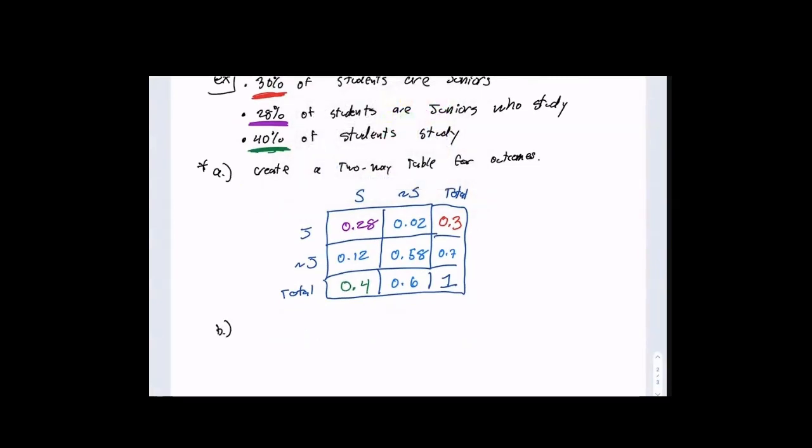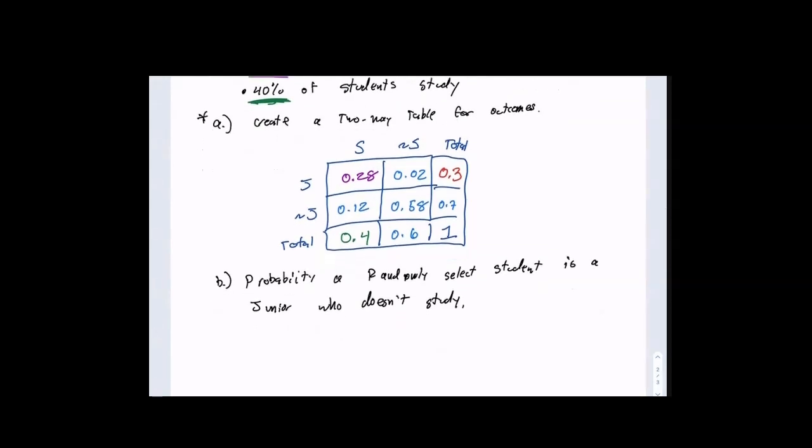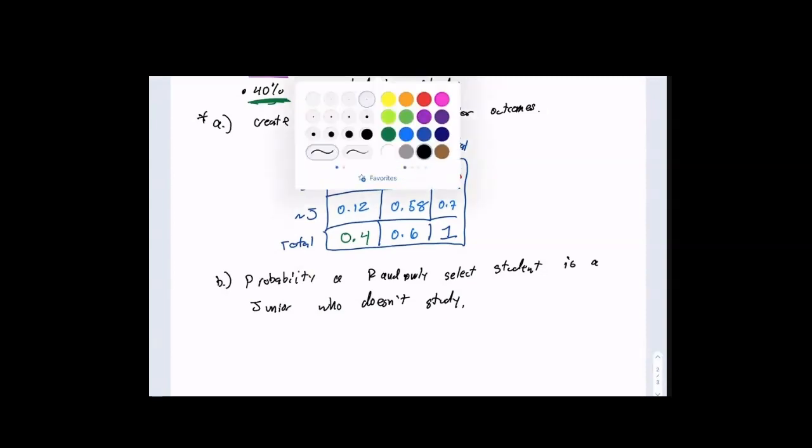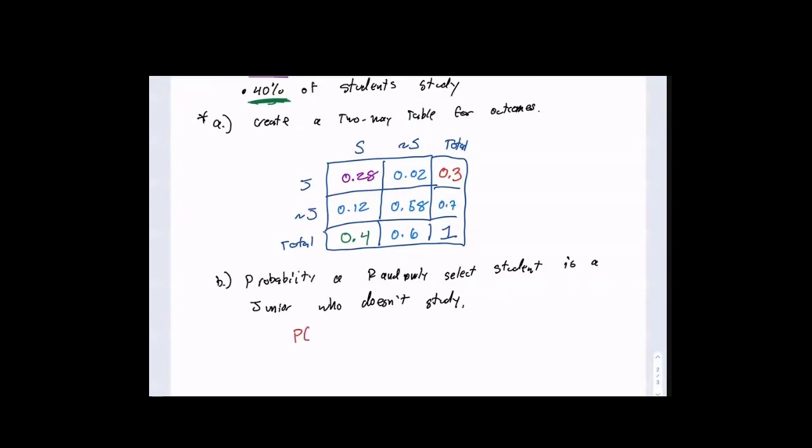So question B, what is the probability, and I'm going to go for that tough one, that a randomly selected student is a junior who doesn't study? Okay, well that's going to be a junior. So this is the probability of a junior and doesn't study. And so that's just one of the boxes.